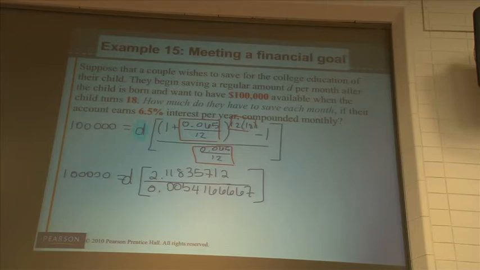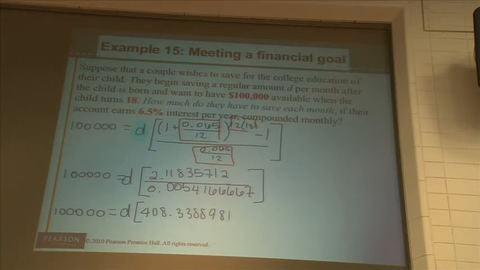All right. That ends up becoming $100,000 equal to D times the number 408.3388981. How do you solve for D? Divide away the stuff you don't need. When you get to this part, the last step is division. So divide by the 408.3388981.